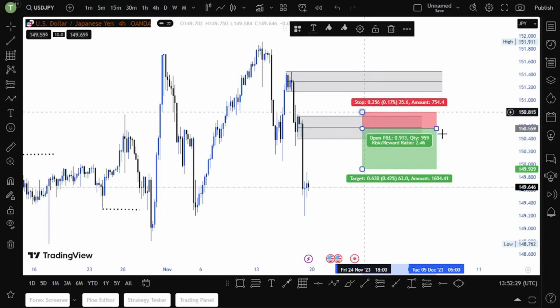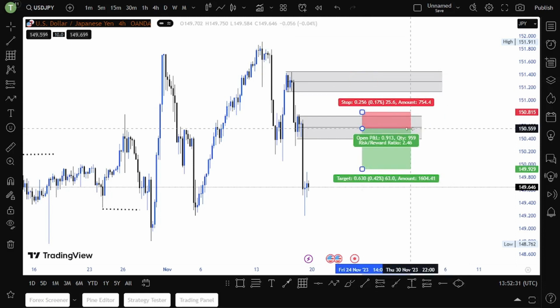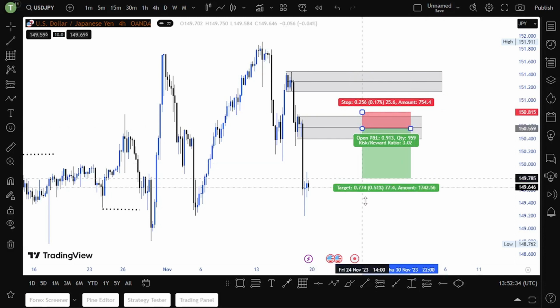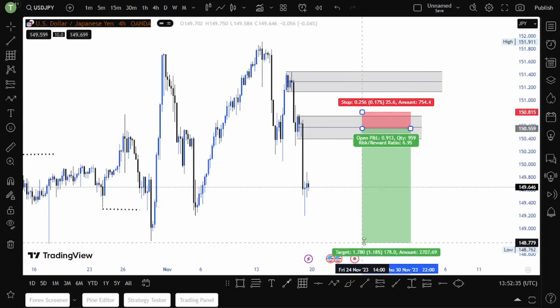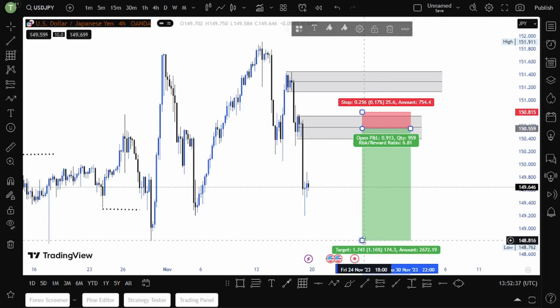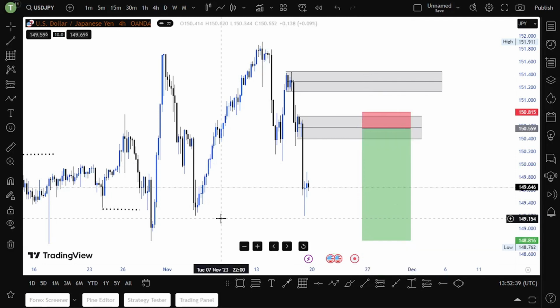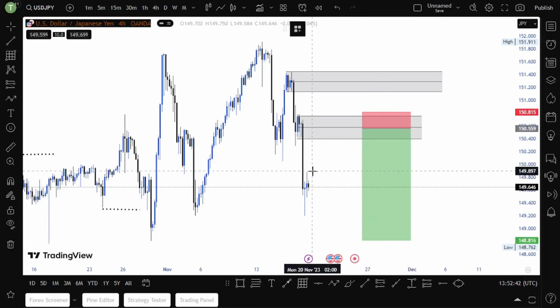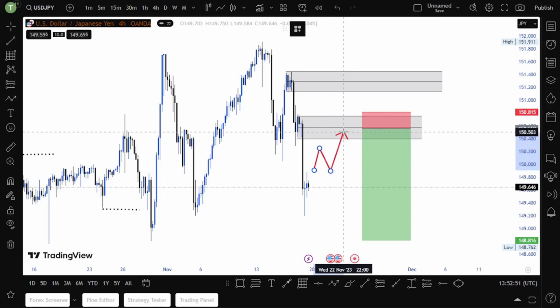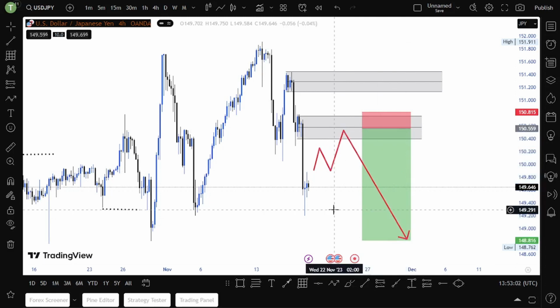This is our first demand zone. Once we see a reaction on H1, where will we be entering our sells? We'll be entering our sells here: break of structure, pullback, then we enter our sells here. So that is our first scenario.